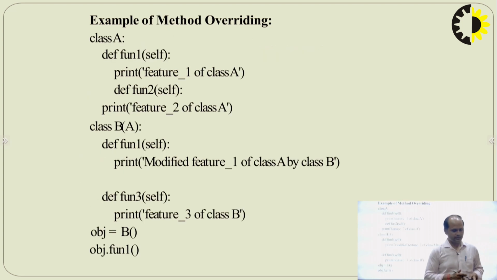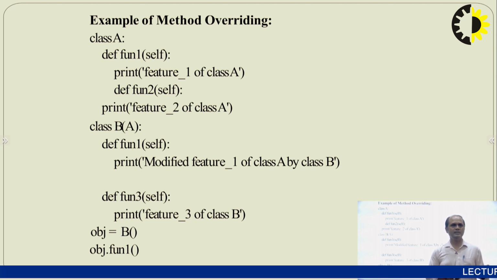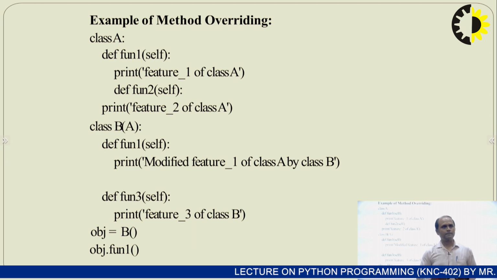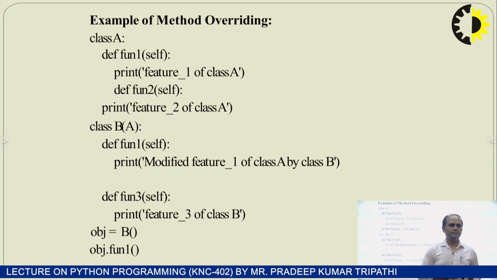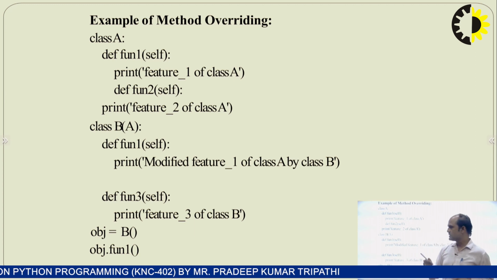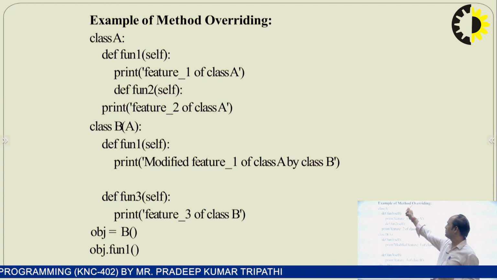Now we will discuss the concept of method overriding. Overloading means one function with a different signature. But in the overriding concept, we use one method with the same parameters, or we can say the same signature, of that particular method. Let us see an example of method overriding.